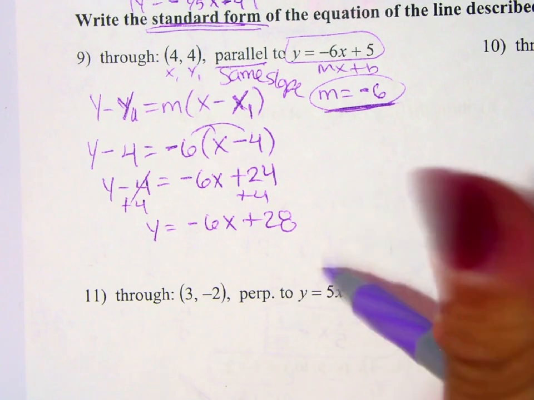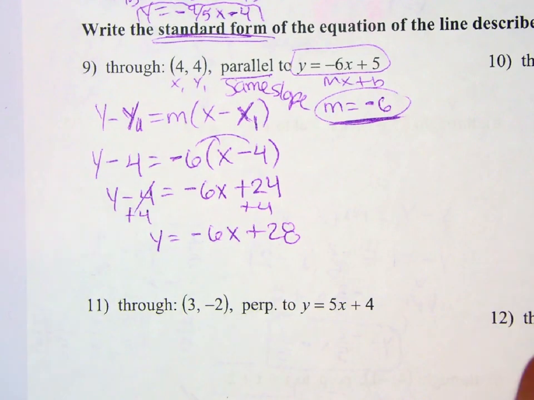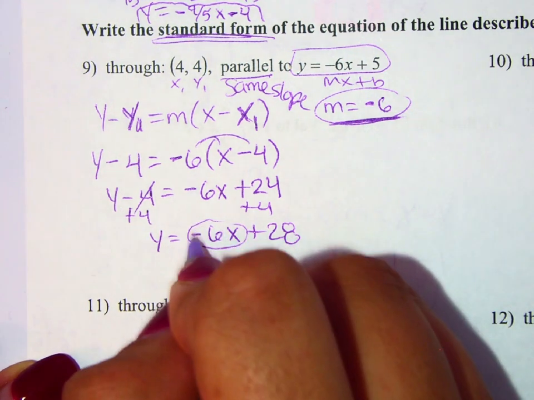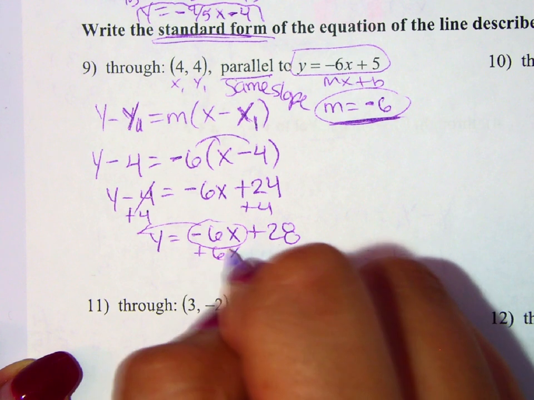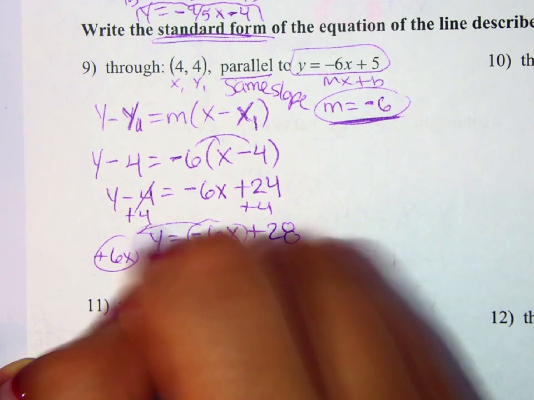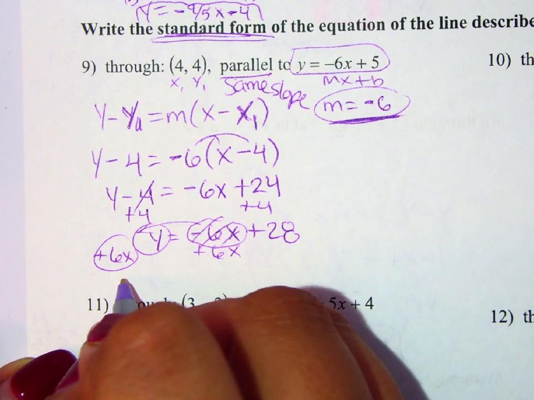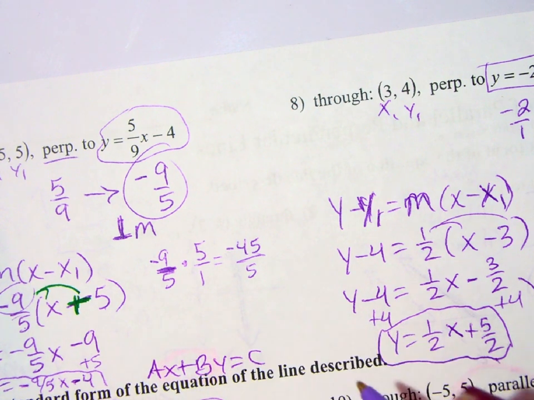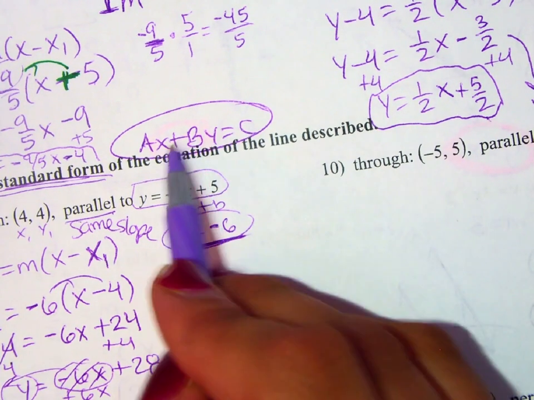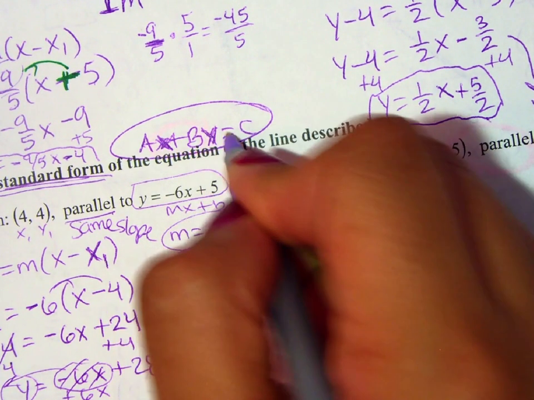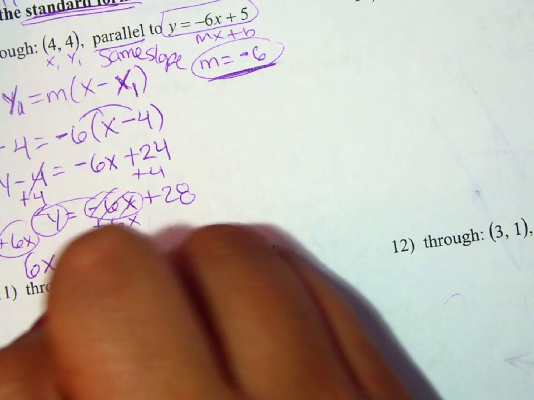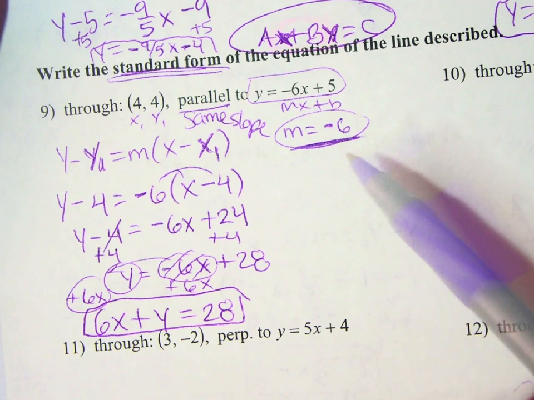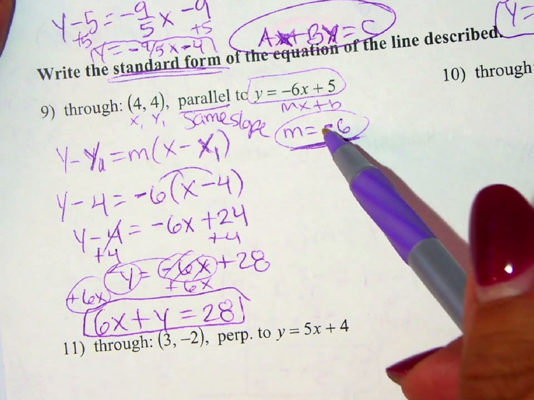So this is so far what we have done in the previous examples, but in this video, we're moving it all the way to standard, which means this x needs to go to the left side. If we want to move it to the left side, we're going to add 6x, add 6x. These two are not like terms, so we're going to write them following the standard form. The standard form is going to be ax plus by equals c. And that means x and y need to be on the left side together. So 6x plus y equals 28. This will be the standard form for that equation that goes through this point and it's parallel to this line.